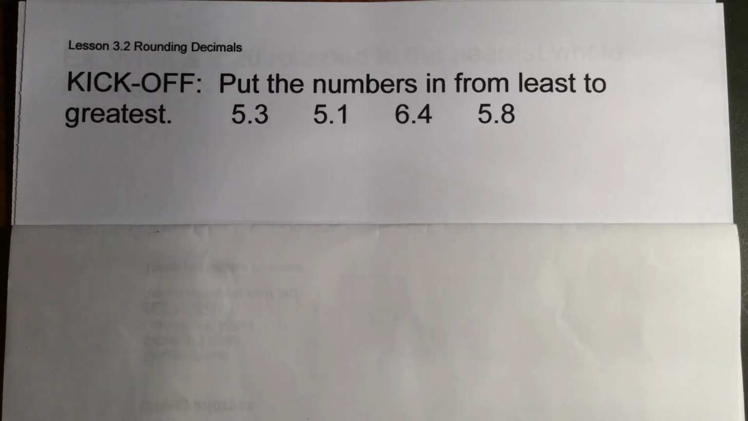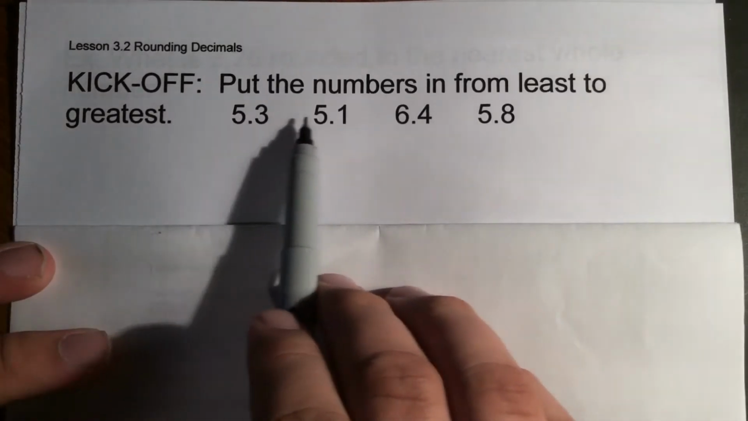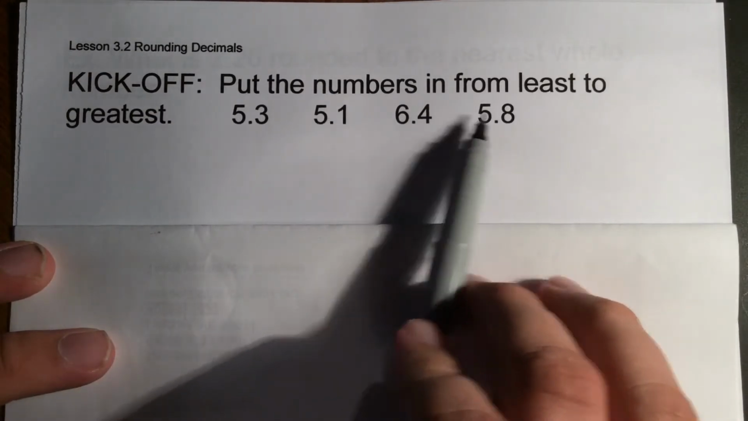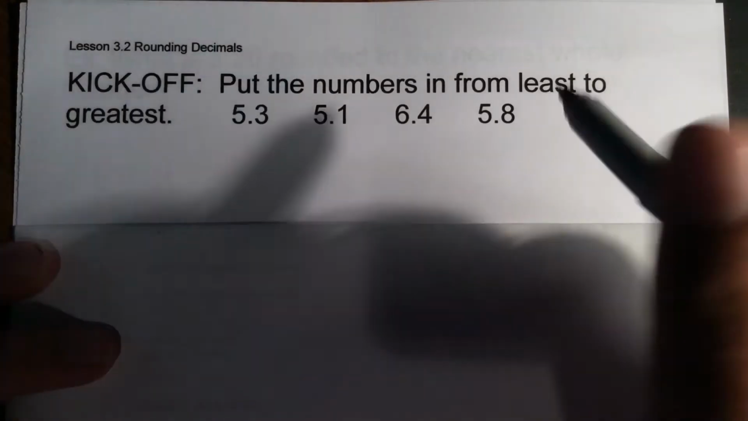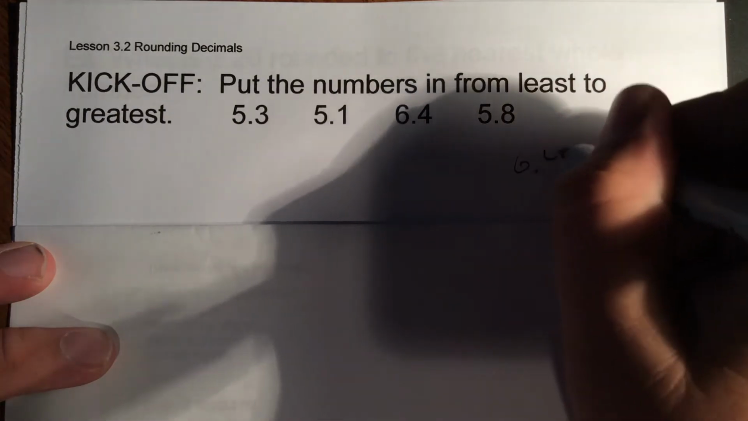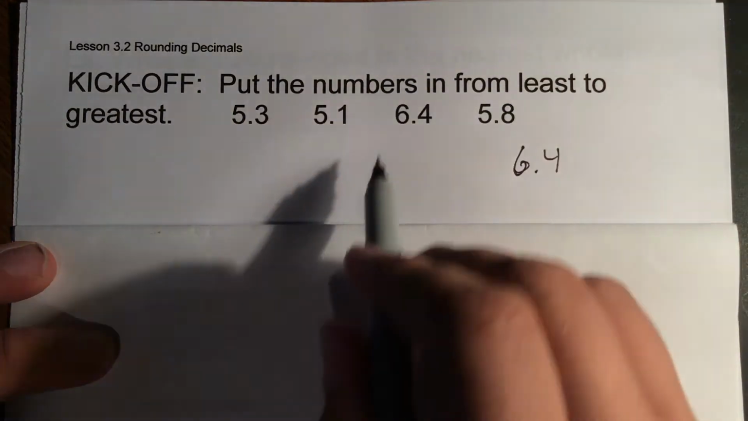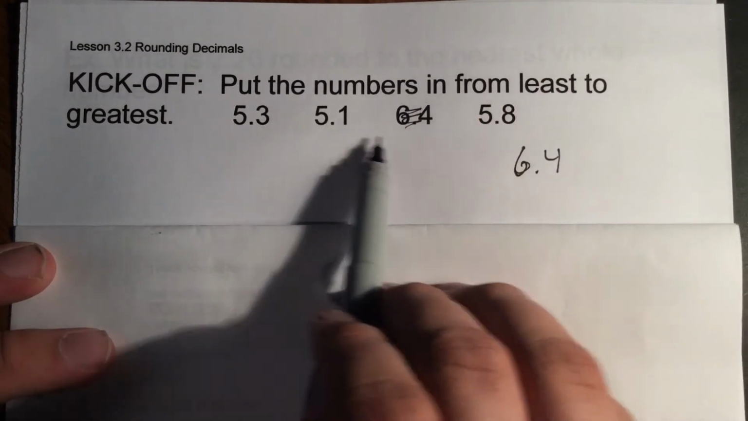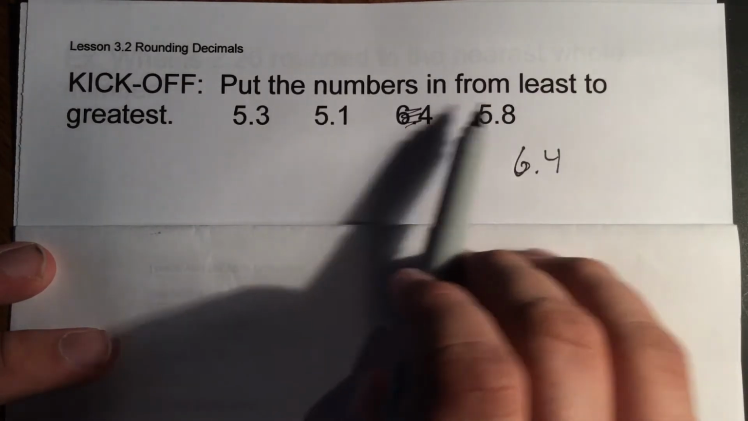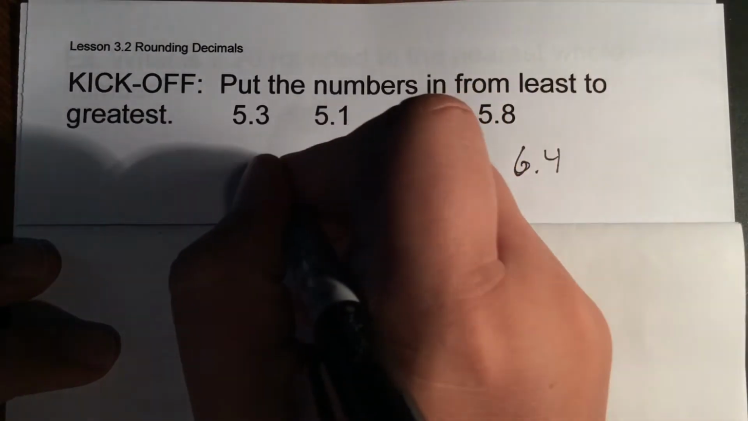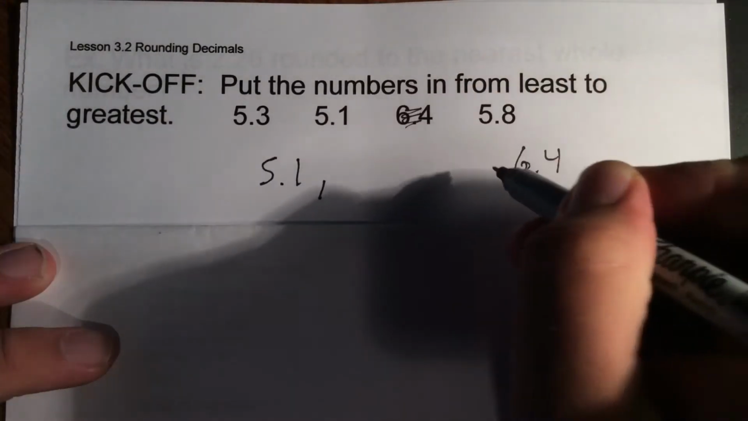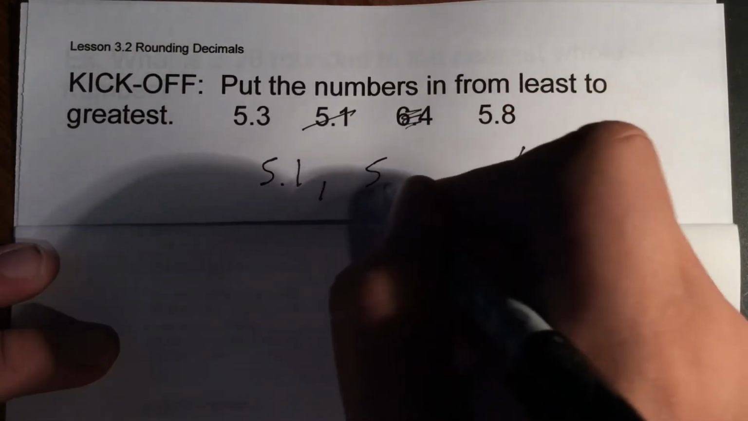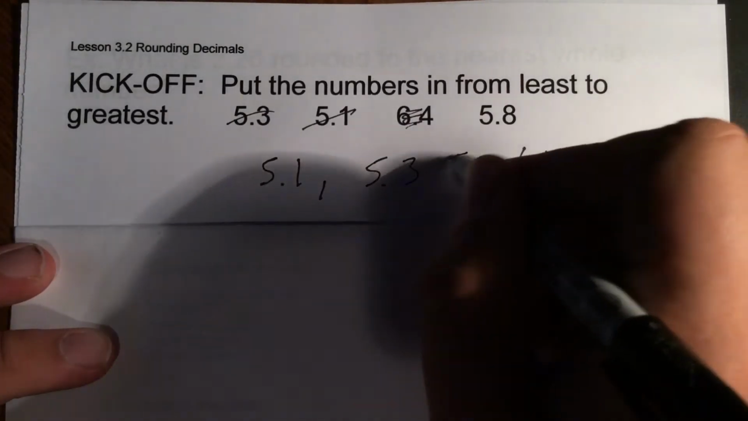So the smallest number. Looking at the first one, we have a 5, a 5, a 6, and a 5. Well, this one for sure is bigger, so that's going to be at the end. And so now we don't have to worry about that one. But now we've got to look at the next digit. So we have a 3, a 1, and an 8. Well, the smallest digit gives 5.1, the next one would be 5.3, and then 5.8.